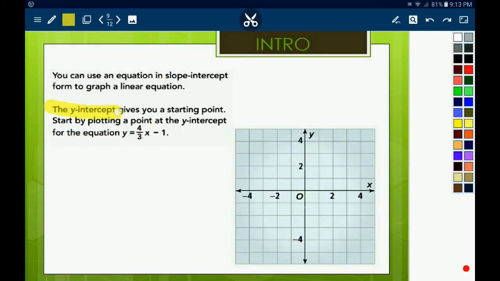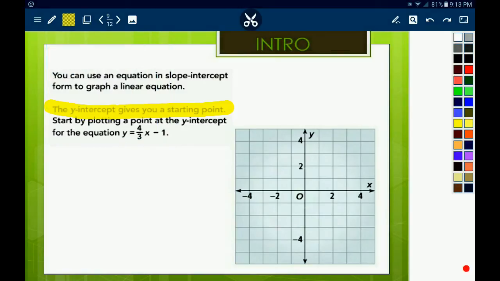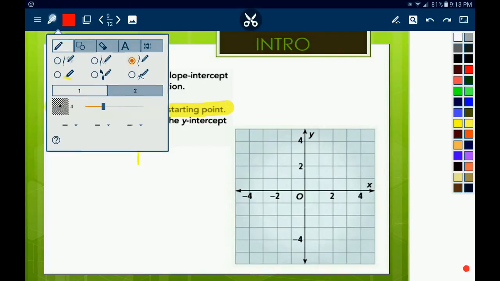The y-intercept gives you a starting point. You should always start with the y-intercept. You will be tempted to start with the slope, okay? Because slope is the first number that you see.